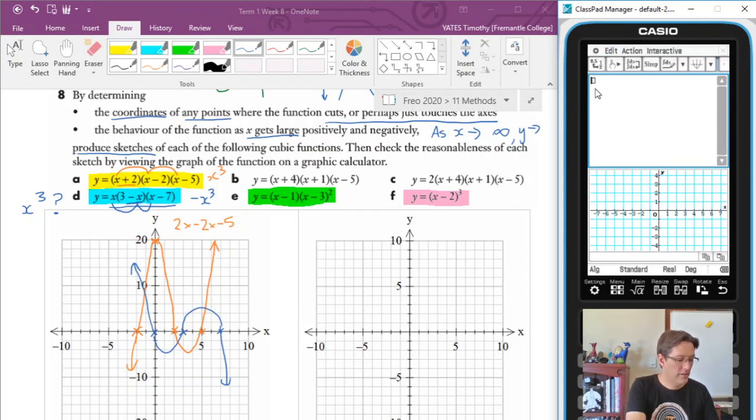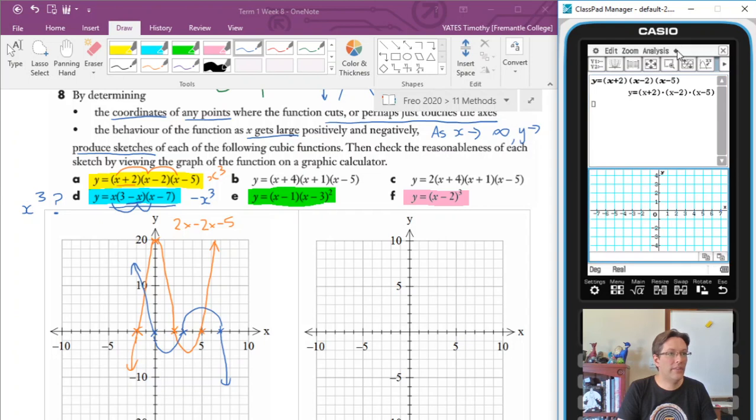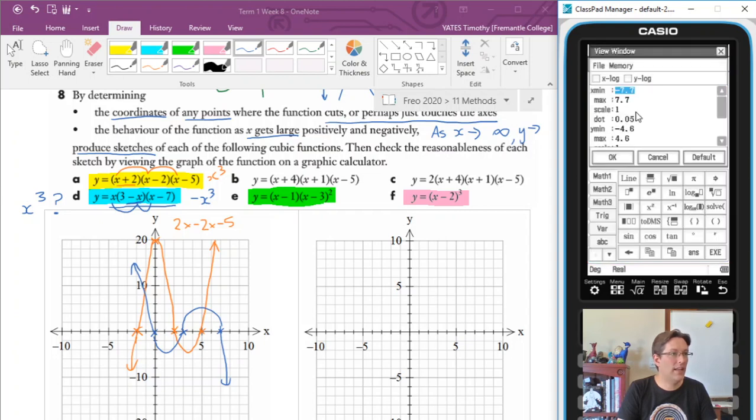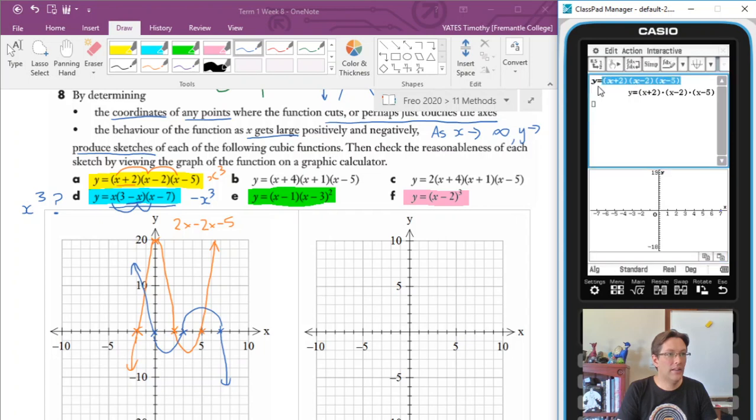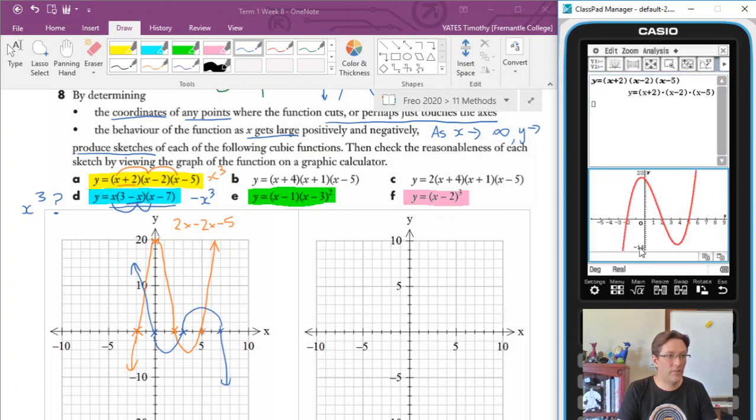So I'll type this in. And it's good to use the actual proper variable notation there. Otherwise, ClassPad can get confused. So we've got x plus 2, x take 2, x take 5. That's that one there. And I know that my y-axis needs to be quite large. So I'm going to go from negative 20 to 20 just to get a good range on that. I can click and drag on that, bring that in, and that's what we get. So that looks about right, fairly similar to my graph on the left.